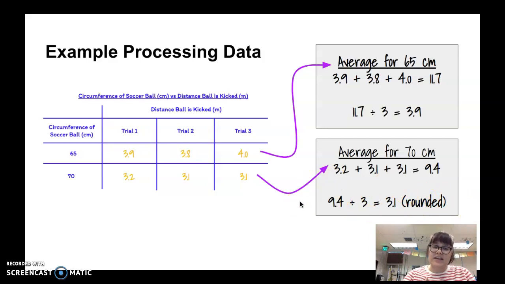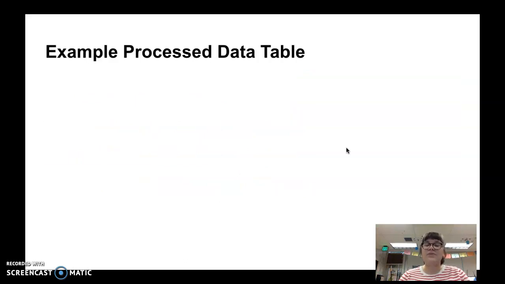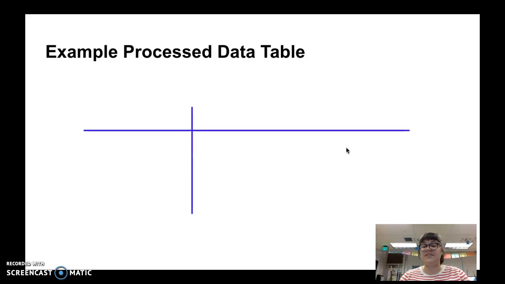In my class, and your teacher might be different, but in my class, the 10th place is fine for data. You can round to the 10th place. I don't want you taking it all the way out to like the 100,000th place. Just the 10th place for my class is fine. So now I'm ready to make a process data table because I have processed data.